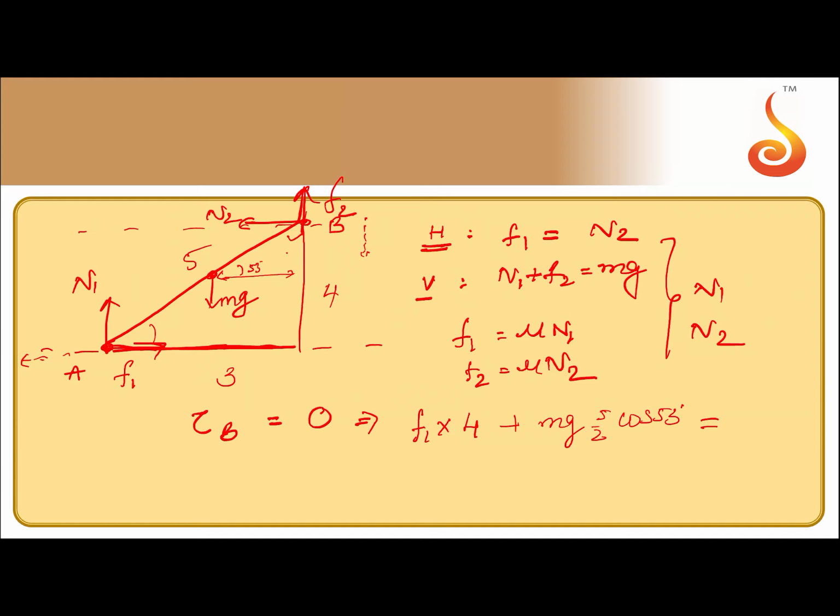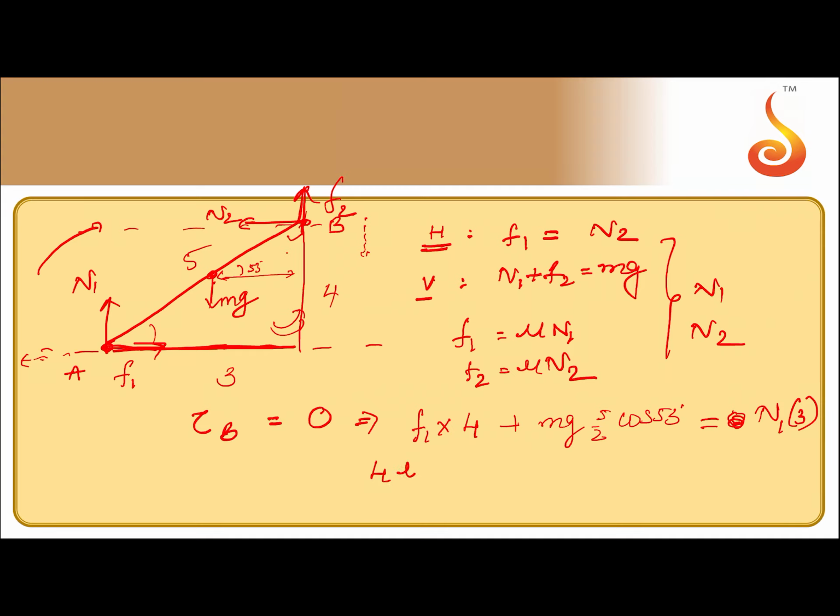So about this point, N1 is producing torque, mg is producing torque, and F1 too, while N2 and F2 do not produce any torque, because they pass through that point. N1 tends to produce rotation in this direction, and mg tends to produce rotation in this direction, and F1 also tends to produce in this direction. So what is that? N1 into 3. We can simplify it further.